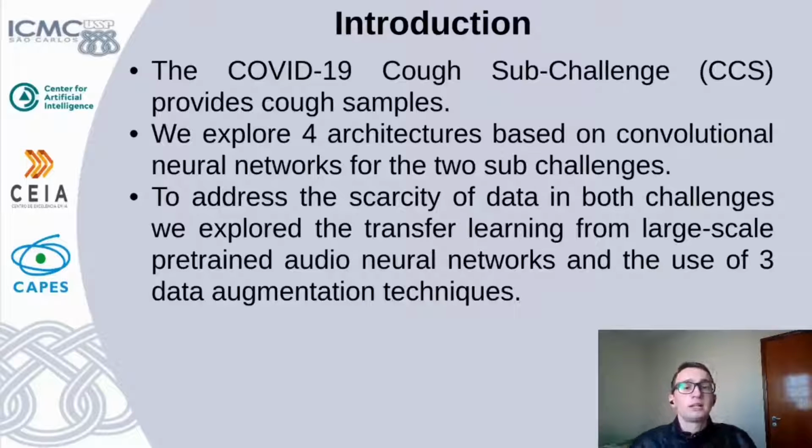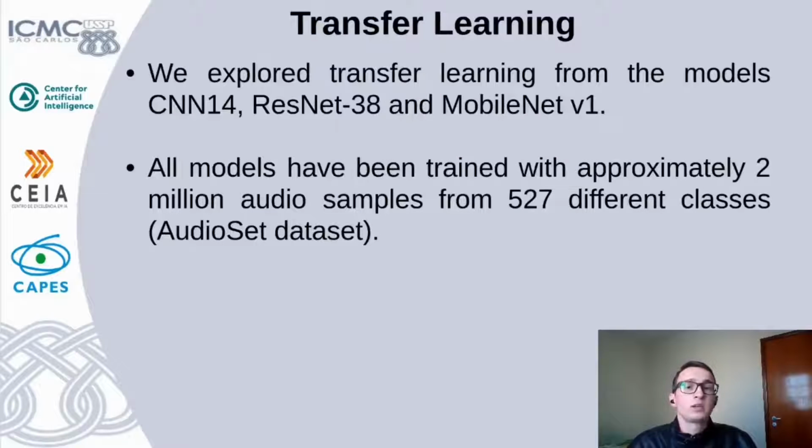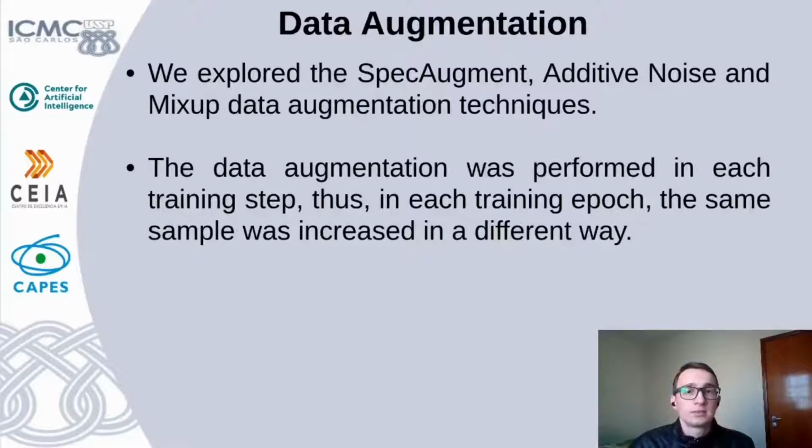We explored four architectures based on convolutional neural networks for the two sub-challenges. To address the scarcity of data in both challenges, we explored transfer learning from large-scale pre-trained neural networks and the use of three different data augmentation techniques. We explored transfer learning from the models CNN14, ResNet38, and MobileNet version 1. Our models have been trained with our set dataset. Additionally, we explored the SpecAugment, additive noise, and mix-up data augmentation techniques.